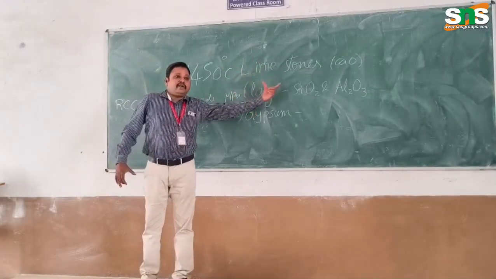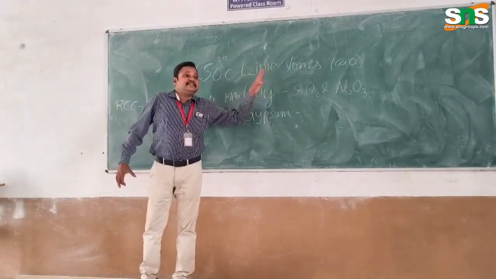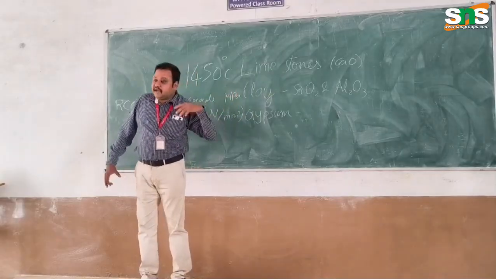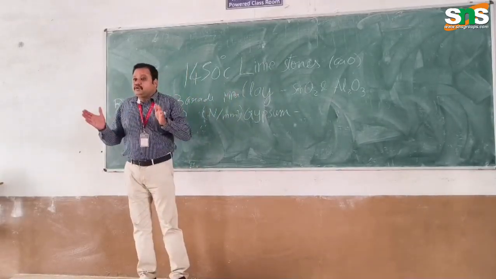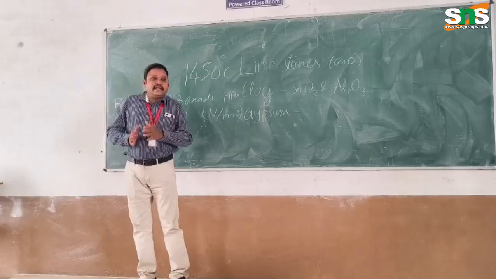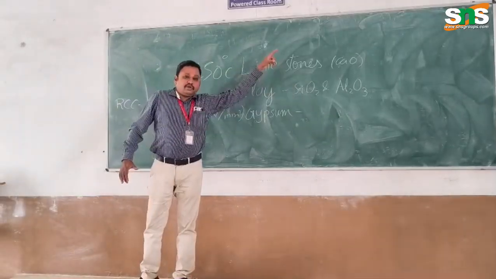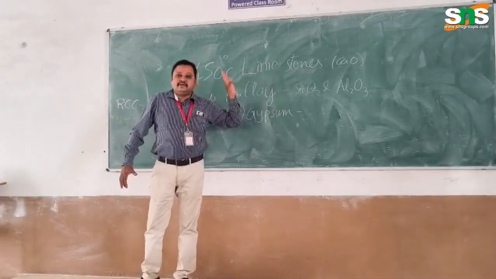And what is the next cement? Expansion cement. Expansion cement is used where cracks normally develop. To arrest the cracks, we use the expansion cement. So these are the special cements. Okay.